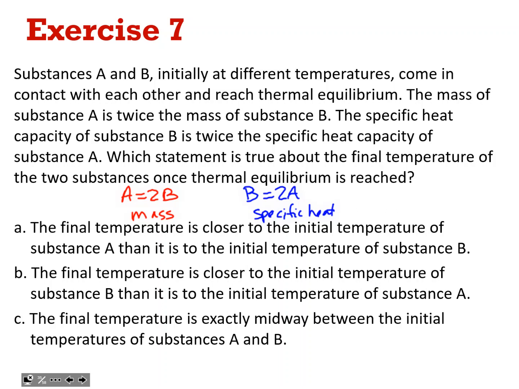The final temperature is going to be closer to the initial temperature of A, or is the final temperature going to be closer to that of B, or should they be midway, based off of the data they've given? Yes? Wouldn't it cancel out? Well, yes, that's the whole point: the mass of A is 2B, and the specific heat of B is 2A. So one is doubled for each one, and the masses and the specific heats end up canceling out each other. In terms of magnitude, yes, and therefore the temperature should be midway, exactly. So that's the whole point there.